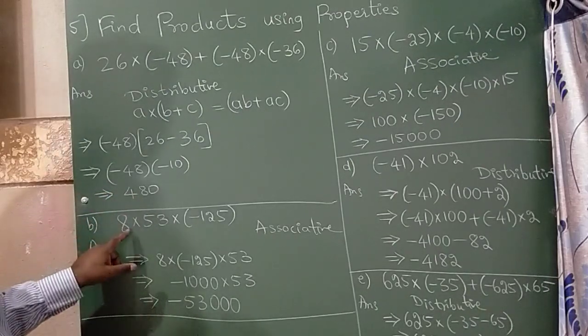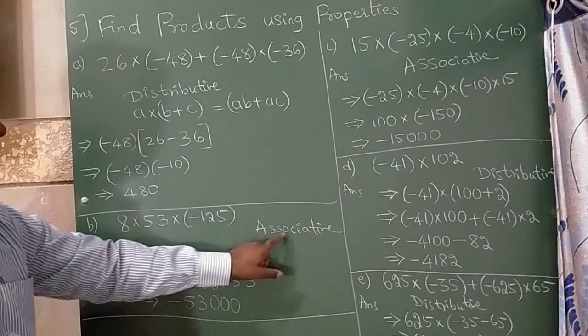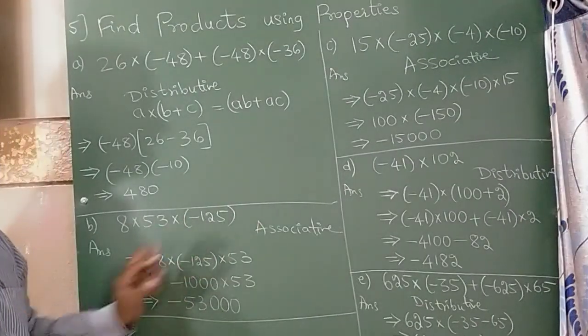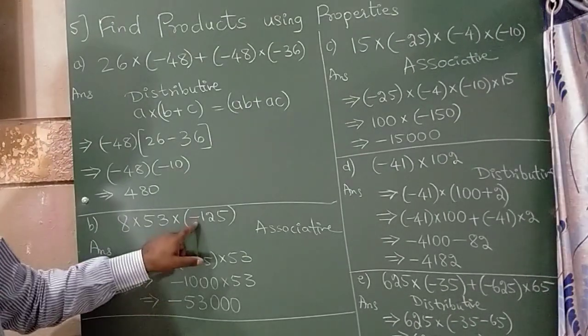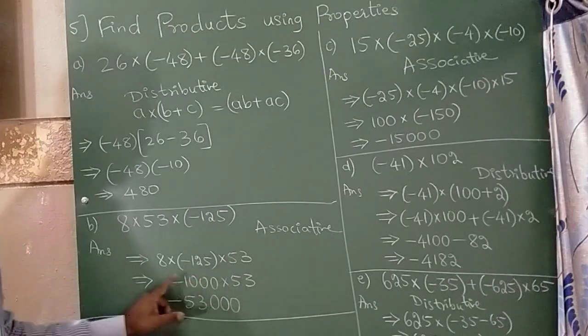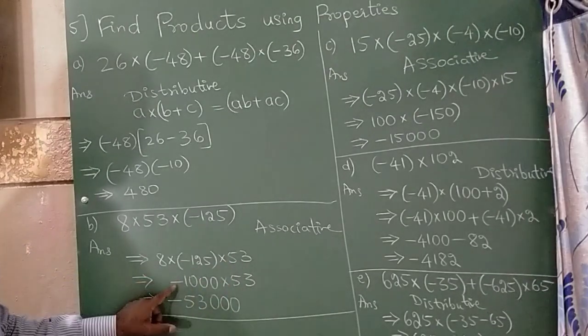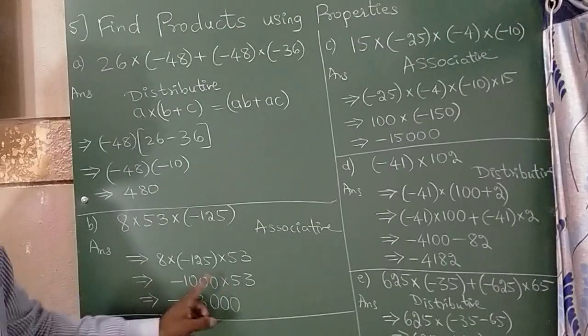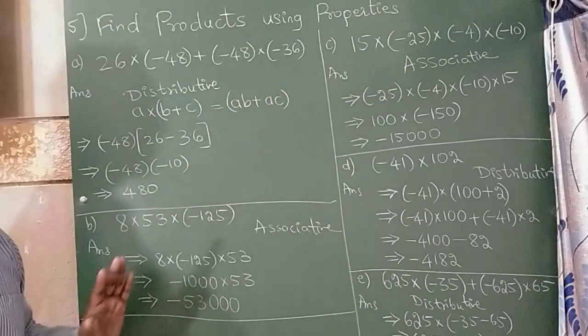Question number 2 now. 8 into 53 into 125. Now this is associative property. It means you can change the places. So 8 I have written here, minus 125 I have written here, this 53 I have written here. When you multiply 8 with 125, you will get 1000. So I have written minus here. Now it is easy to multiply. 1000 into 53 is minus 53,000.